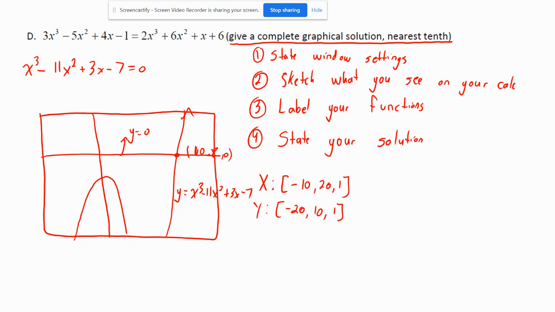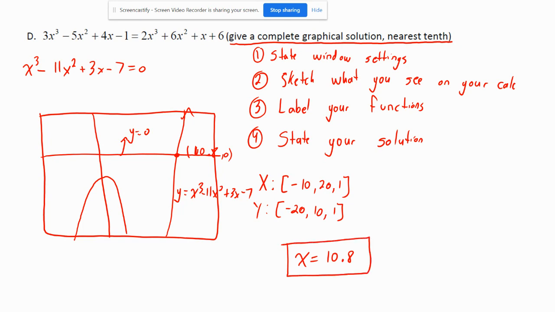We sketch what you see on your calculator. Last, we need to state our solution. My solution is x equals 10.8, rounded to the nearest tenth, like this. So that's going to be our solution there.